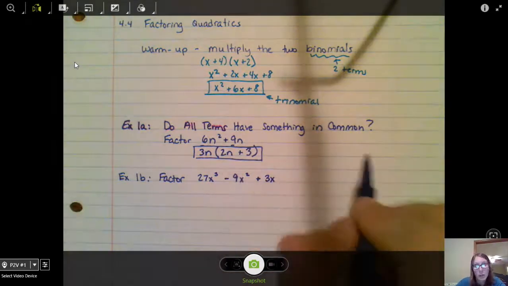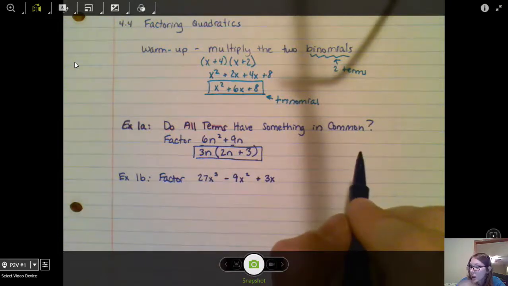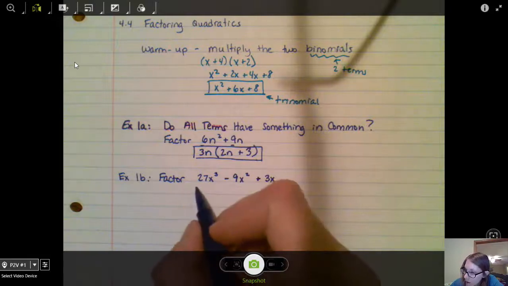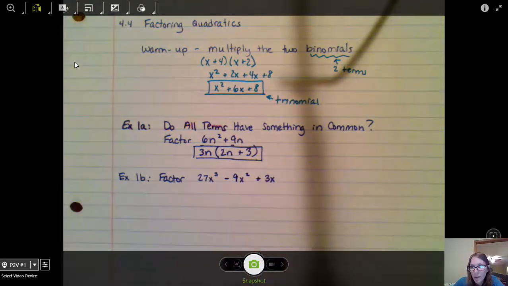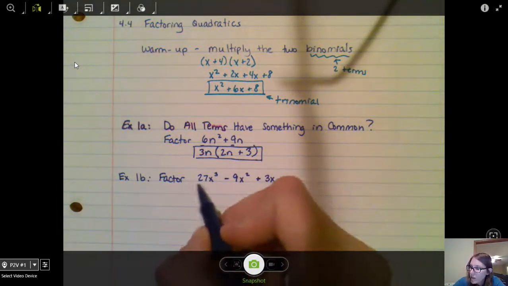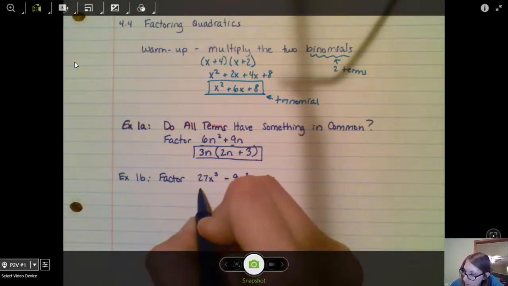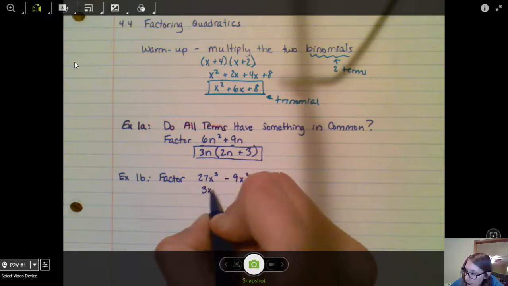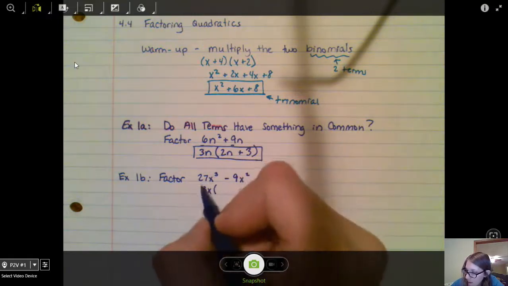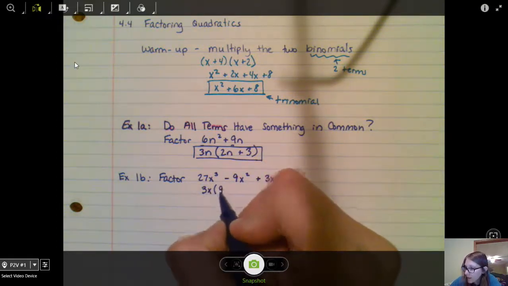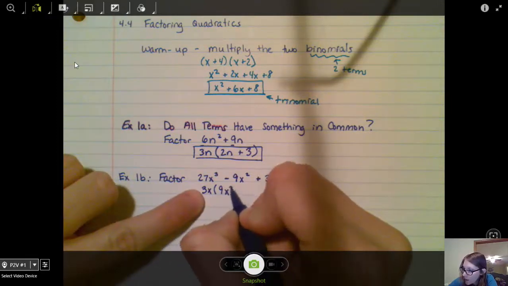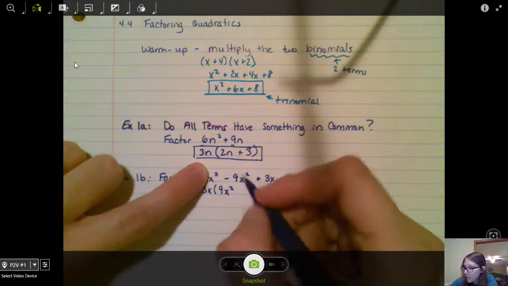And now I have a trinomial here, but that's okay. We can still factor this from here. 27x cubed minus 9x squared plus 3x. All of these coefficients are divisible by 3 and all have an x that we can factor out. 3x times 3 times 9 is 27. x times x squared gives us x cubed.